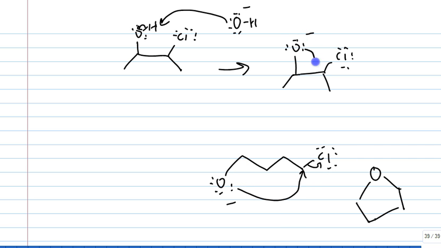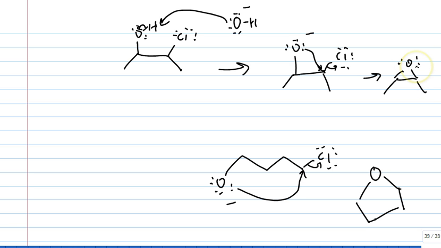Same thing here. It's going to come in here and do an SN2 with itself, come in here as that leaves. SN2s all happen at the same time. Am I losing you? No. Okay, so then that's one way to form these epoxides.